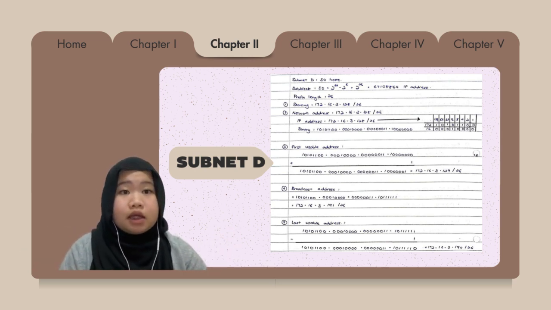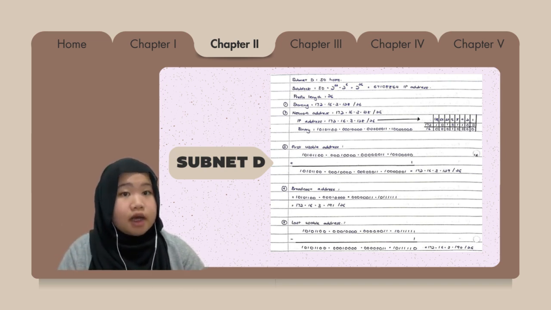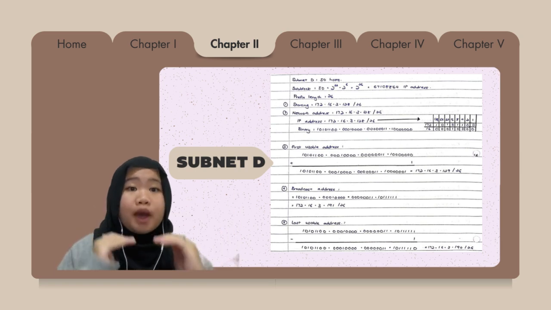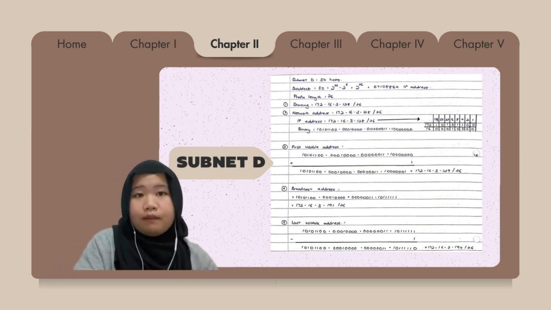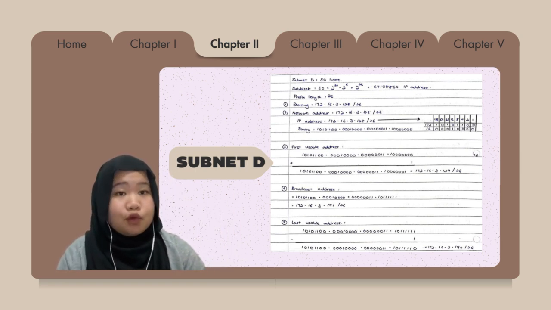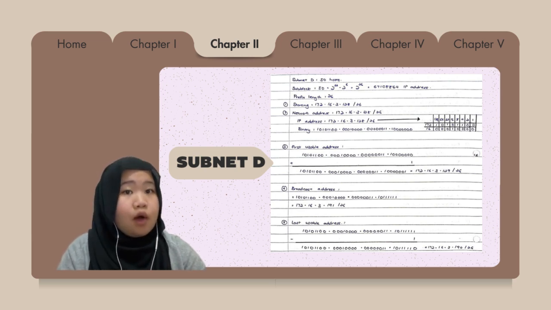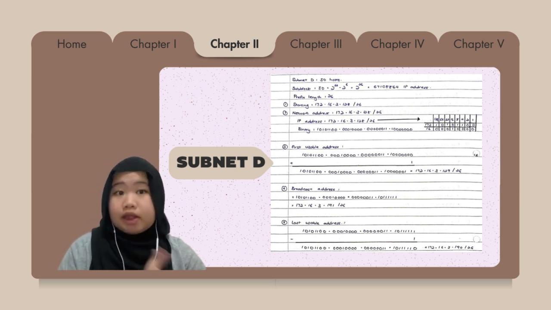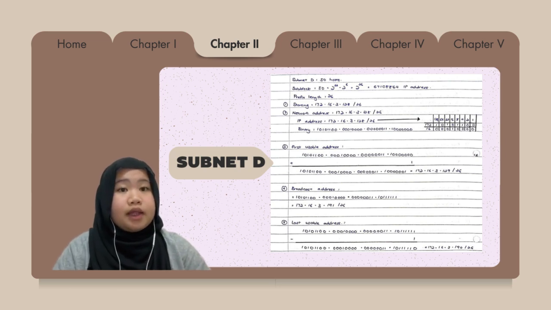And then last but not least, for the last usable address, you're going to use the binary form as well. You're going to minus 1, and then you've done your calculation. You have to change the binary form to the decimal form back. So it would be 172.16.3.190/26.